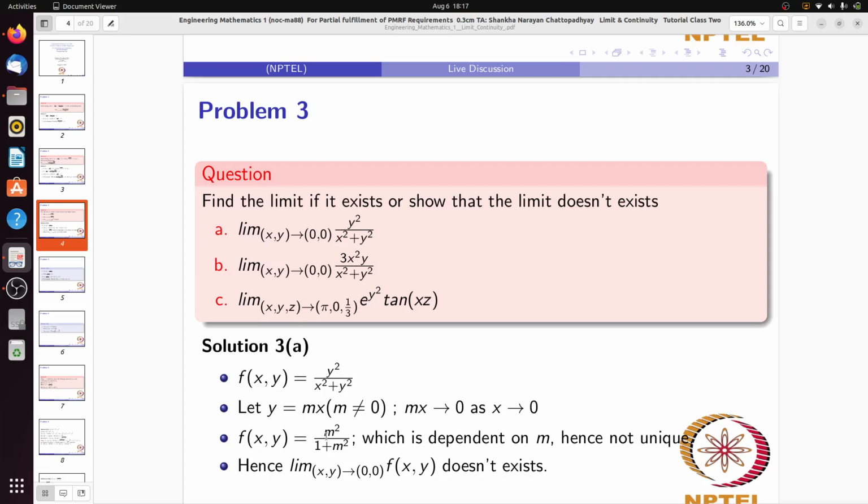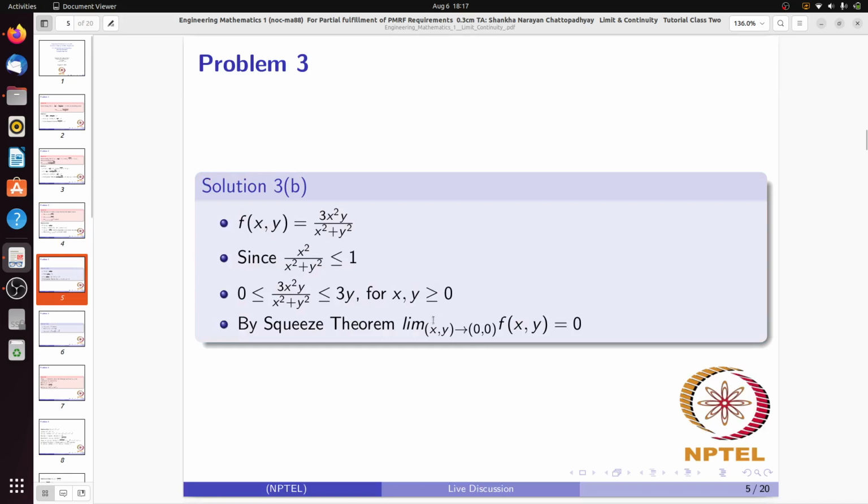So what we conclude from here? We conclude that the limit as (x,y) tends to (0,0) of f(x,y) does not exist. Now the question number 2. Without a delay, I am just reading question D once again: limit as (x,y) tends to (0,0) of 3x square y by x square plus y square. We are trying to prove whether the limit exists or not. So without a delay, let's proceed.